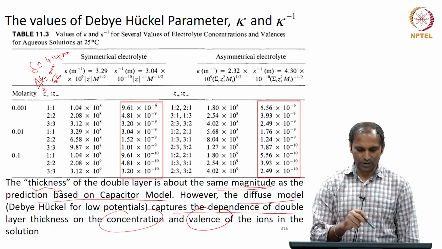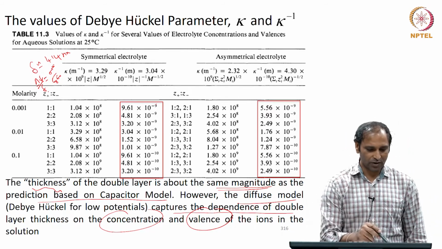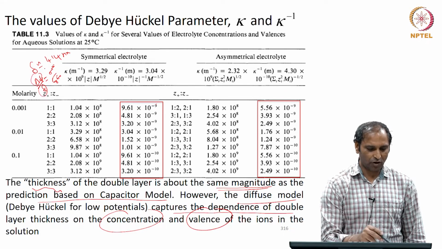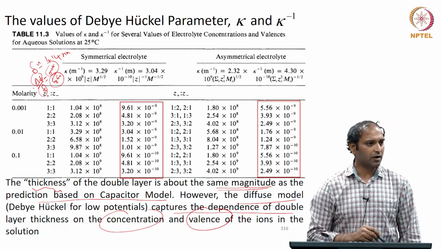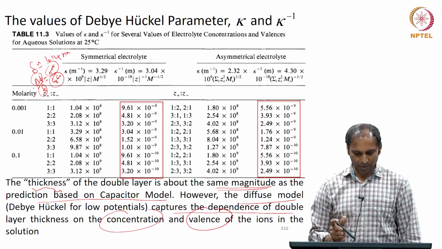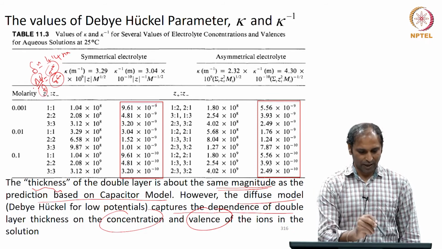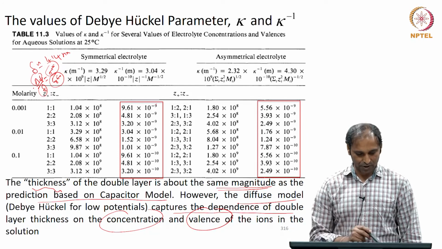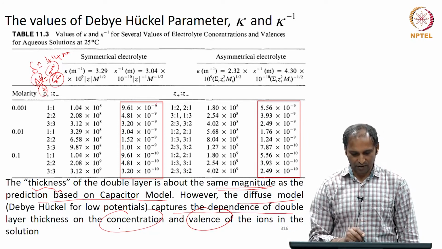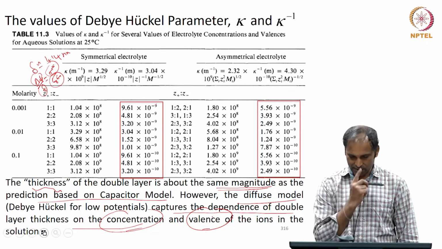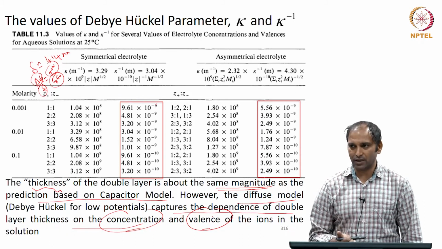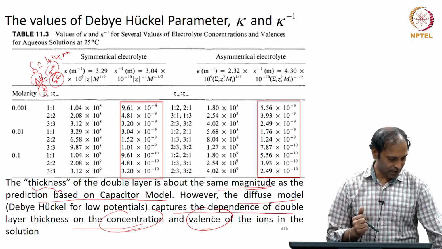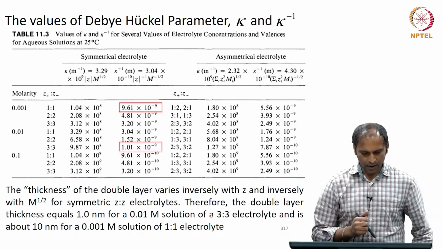I think that was the expression that we had, right. So this delta is fixed by the potential drop, the surface charge density, and the permittivity constant of the medium that you have between the plates. However, the capacitor model did not capture the variation of delta with the concentration and the valency of ions in the solution. However, the diffuse double layer model does capture that. That is one of the differences.